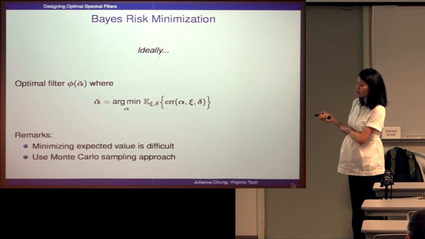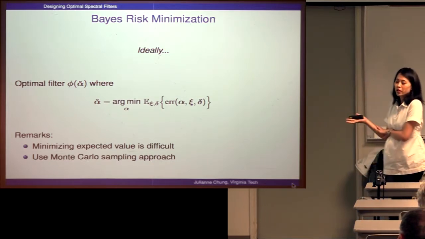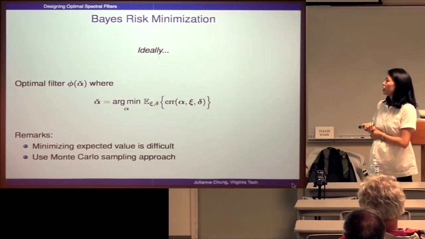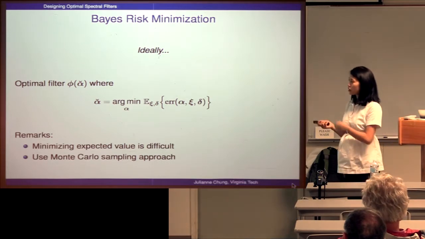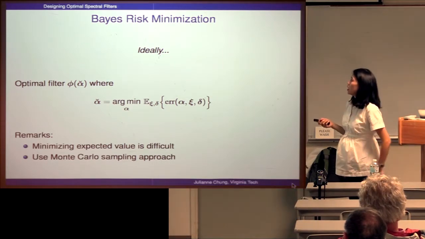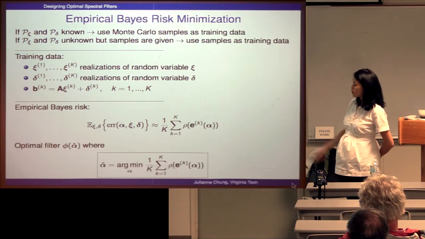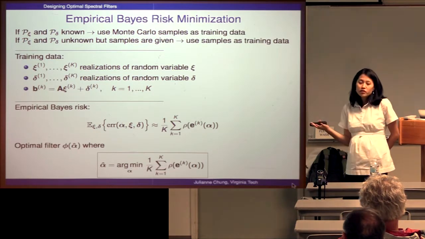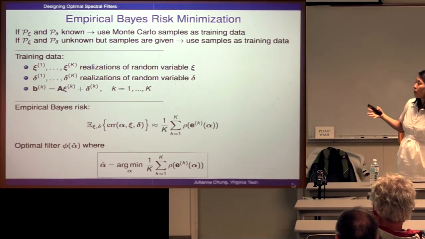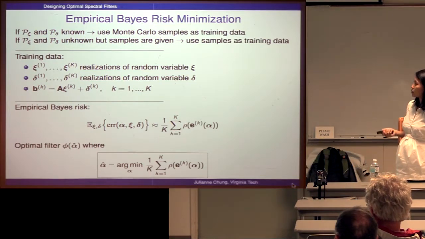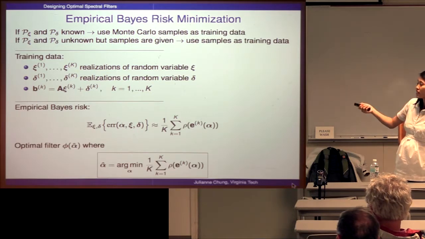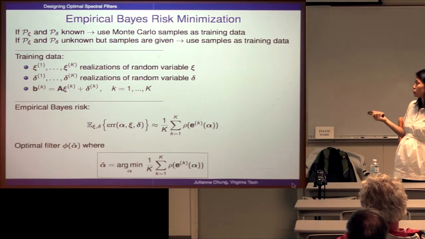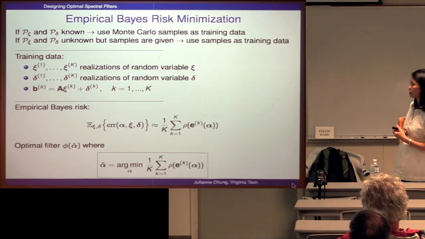Perhaps you may not even know the probability distributions for your delta and psi. What's typically done is to use a Monte Carlo sampling approach, where you draw realizations. If you do know, or want to assume something about your probability distributions, then you can use Monte Carlo to draw these samples. Otherwise, in the context that we were thinking of, you don't know these probability distributions in advance, but you do have training data. We're going to assume that those training data are realizations of some probability distribution.